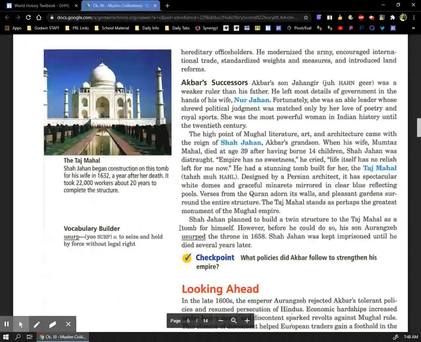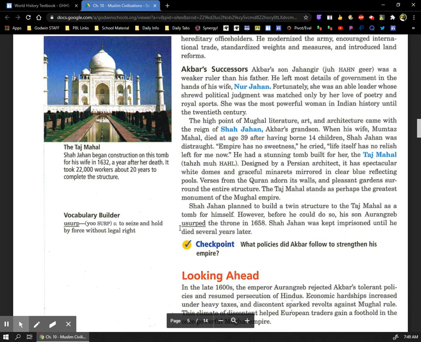Shah Jahan planned to build a twin structure to the Taj Mahal as a tomb for himself. However, before he could do that, his son, Aurangzeb, usurped the throne in 1658. Shah Jahan was kept imprisoned until he died several years later.